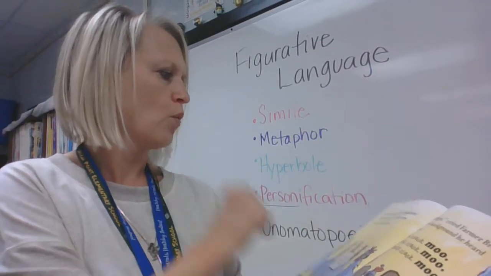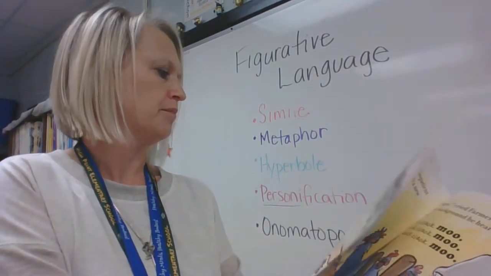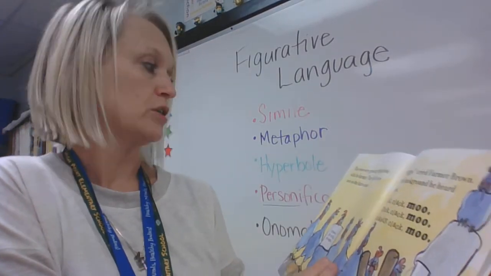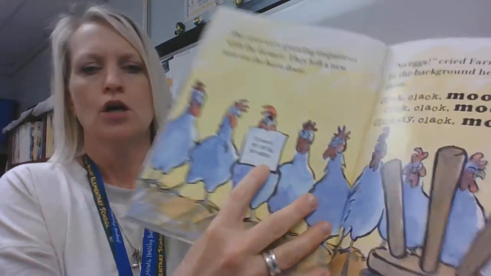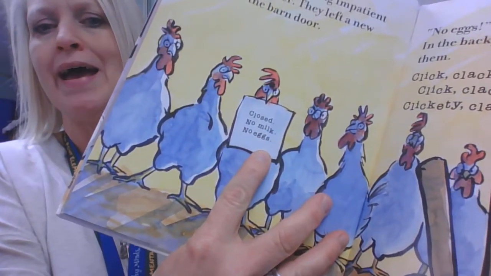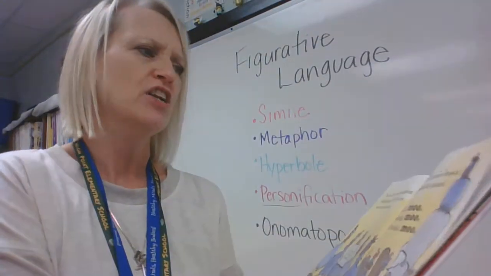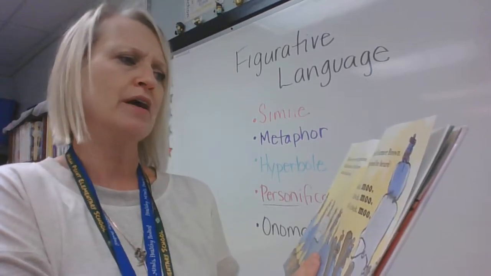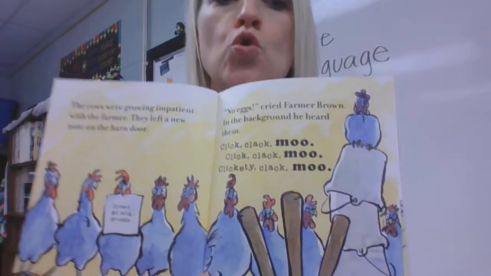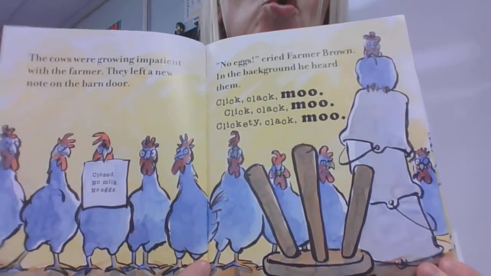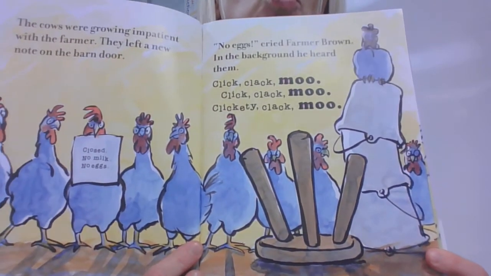The cows were growing impatient with the farmer. They left a new note on the barn door. Closed, no milk, no eggs. No eggs, cried Farmer Brown. In the background, he heard them. Click, clack, moo, click, clack, moo, clickety, clack, moo.